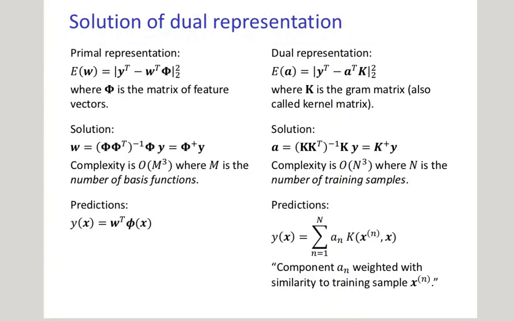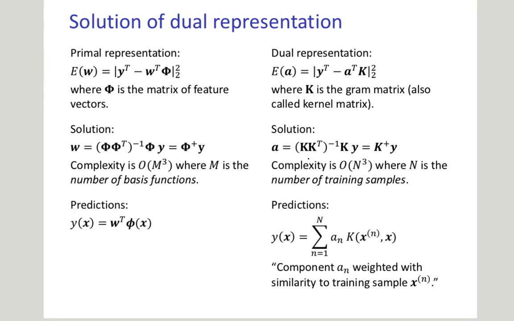By comparing the dual representation on the right with the primal representation on the left, we see that the objective function has exactly the same form. Thus, the solution of the dual representation is given by the Moore-Penrose pseudo-inverse of the gram matrix K. However, here the number of parameters, and therefore the complexity of solving the equation system, is determined by the number of training samples, and is independent of the number of basis functions.